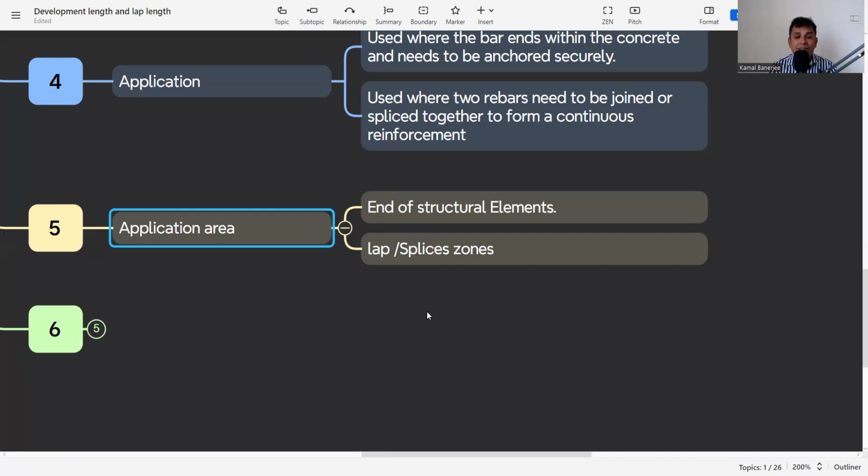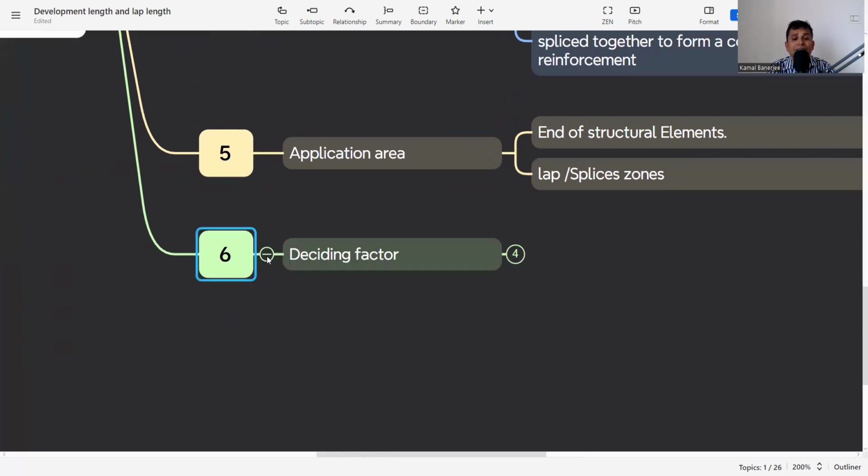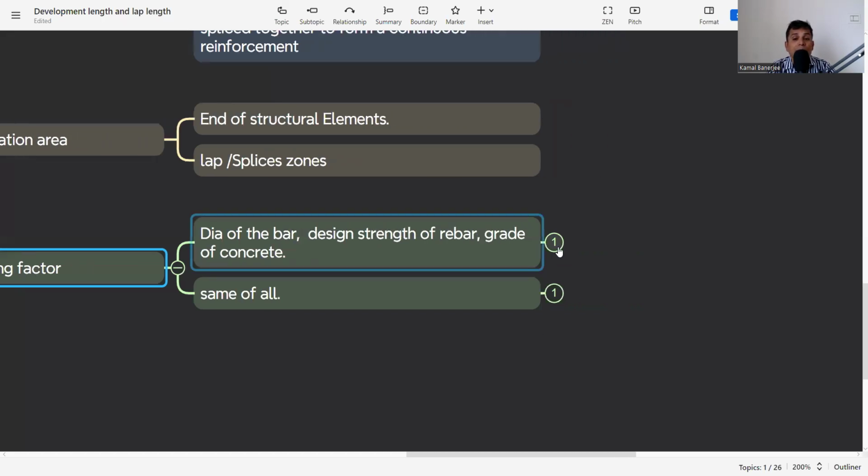We already discussed what the development length is, that is the end of a structural element. Now, the last part is what the deciding factors are. Here, the diameter of the bar, the design strength of the rebar, and the grade of concrete are the deciding factors whenever we are calculating the development length.